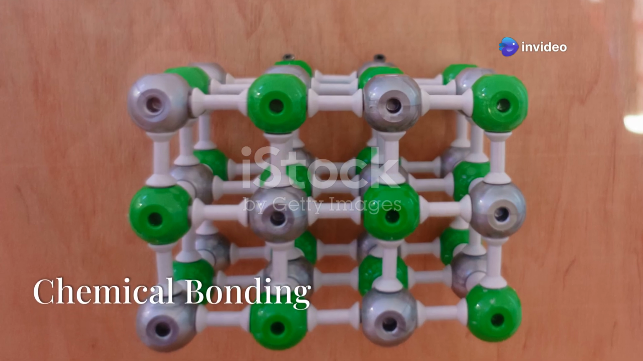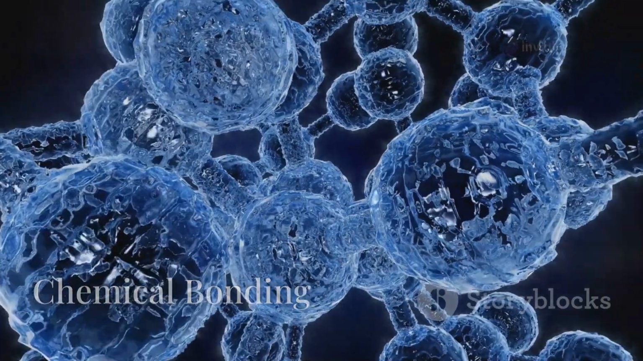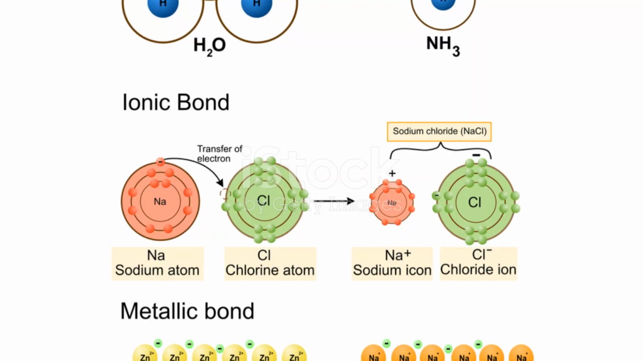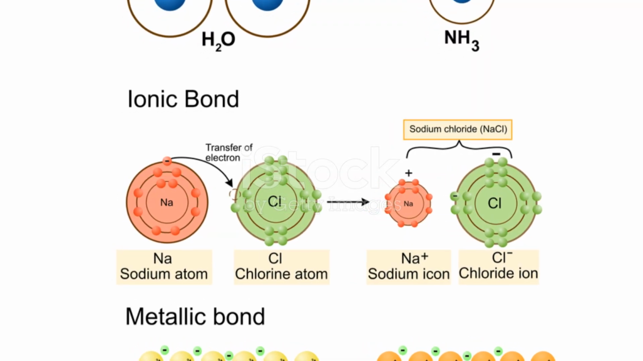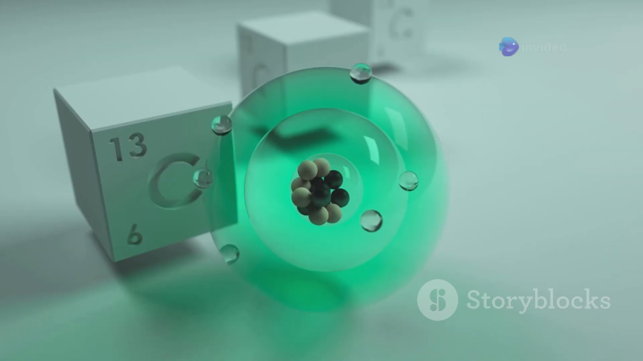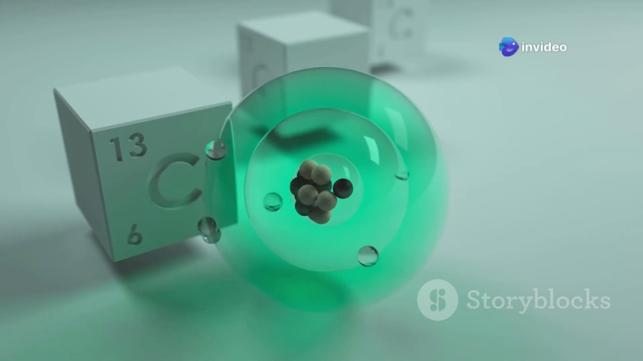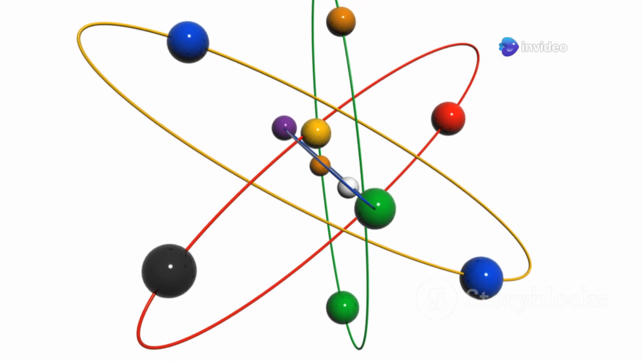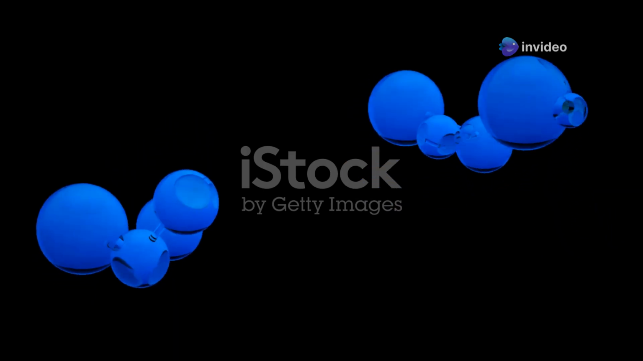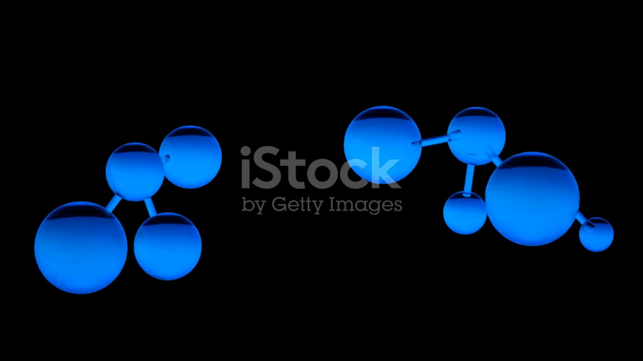What holds atoms together to form materials? The answer lies in chemical bonding. There are 3 main types: ionic, covalent, and metallic. Ionic bonds form when one atom donates an electron to another. This creates ions with net electrical charges. Oppositely charged ions attract, forming strong ionic bonds.